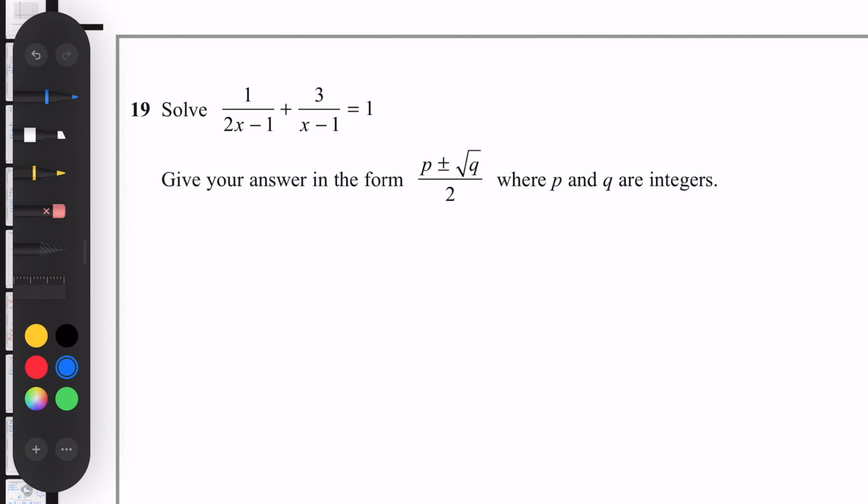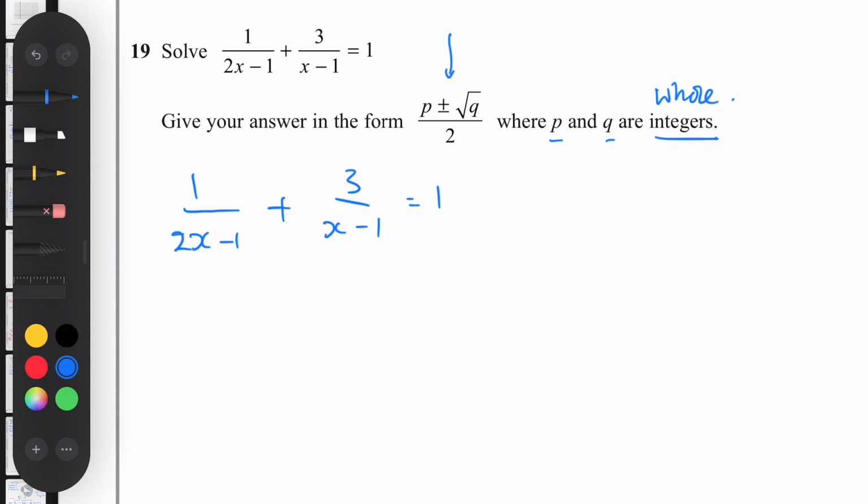Number 19. Solve 1 over 2x minus 1 plus 3 over x minus 1, and that equals 1. And you've got to put it in this format where p and q are both integers, and again that means whole numbers. So I've just written it down, and what I'm going to do first of all is multiply everything by 2x minus 1, and we're going to try to get it all onto one level, so get rid of all these denominators, and it's going to be everything, so every term.